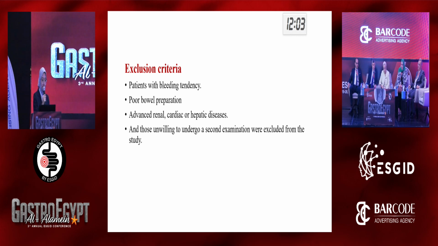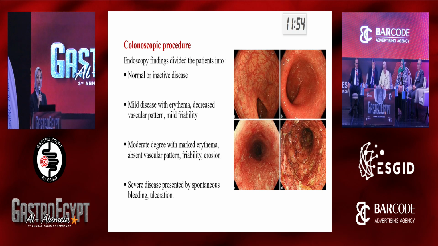Patients with bleeding tendency, poor bowel preparation, advanced renal disease, or liver disease were excluded from the study. The colonoscopic procedure was done, and endoscopic findings were divided into normal or inactive disease, mild disease with erythema, decreased vascular pattern, and mild friability, moderate disease with marked erythema, absent vascular pattern, and friability, and severe disease showing spontaneous bleeding and ulcerations.